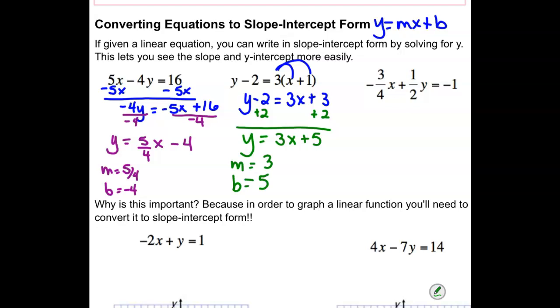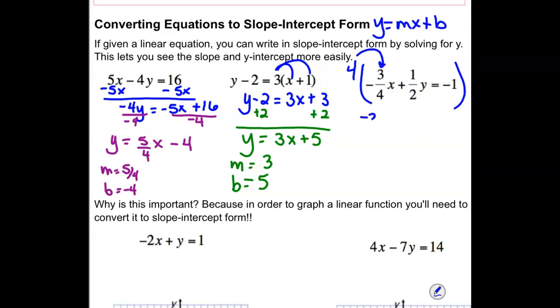When you have fractions, the easiest, quickest way to get rid of them is to multiply by your least common denominator. So if I'm looking at these, I have a 4 and a 2. My common denominator, I could get everything to have 4s. So I'm going to multiply this whole equation by a 4. 4 times -3/4 x, when I distribute it to this first term, just leaves me with a -3x. 4 times 1/2 y, half of 4 is 2, so we get 2y's. And 4 times the -1 is -4.